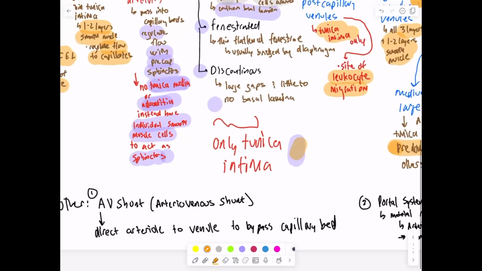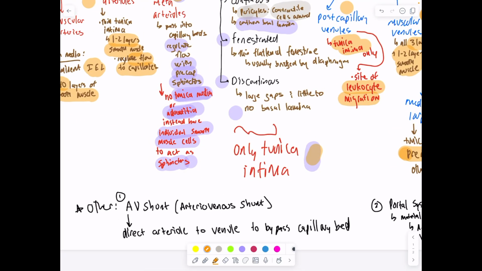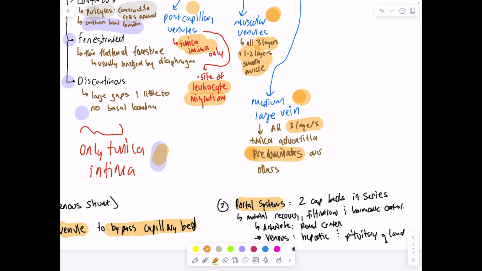Okay, and then a couple last things to mention. We have AV shunts, which stands for arteriovenous shunts, a direct arteriole to venule connection to bypass capillary beds. And then portal systems, important to know as well. That's 2 capillary beds in series. If it's an arterial portal system, an efferent arteriole connects the capillaries. An example is the renal cortex. If it's a venous portal system, a vein connects the 2 capillary beds. An example is the hepatic portal system, and the pituitary gland has a portal system as well.